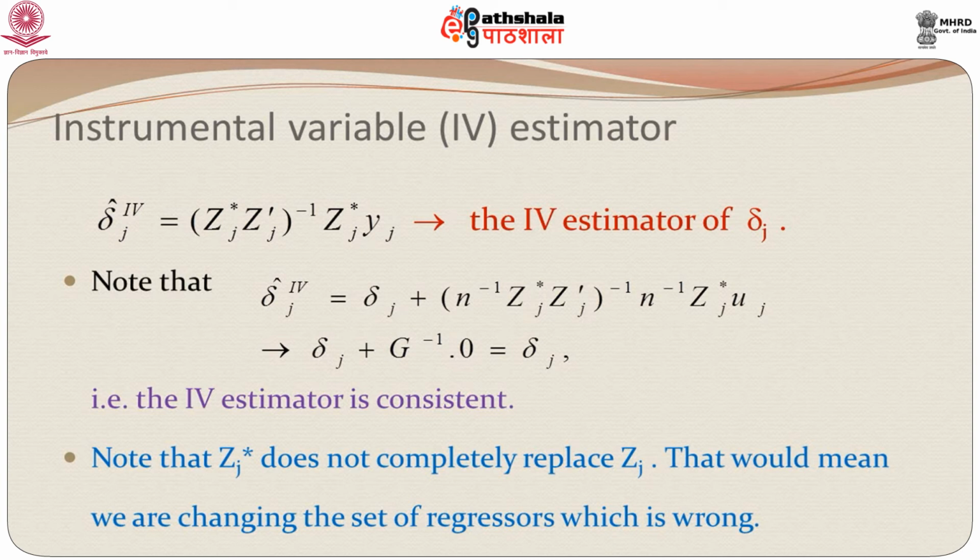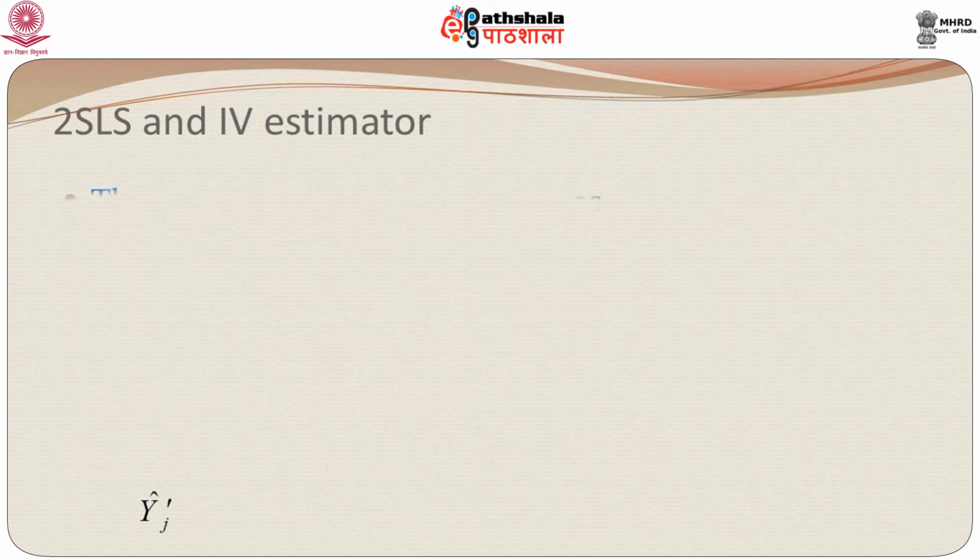If you look at the estimator, it is not Zj star prime, it is Zj star Zj prime. So, the Zj is there, and we only use the instrument as part of the replacement of Zj. So, you should be careful when you work this out practically. Very often what you do is you remove the Zj completely and use the Zj star, which is going to be wrong. Let us have a look at the 2SLS and the IV estimators.